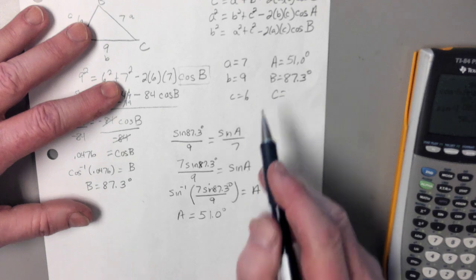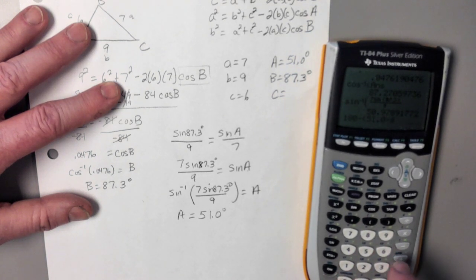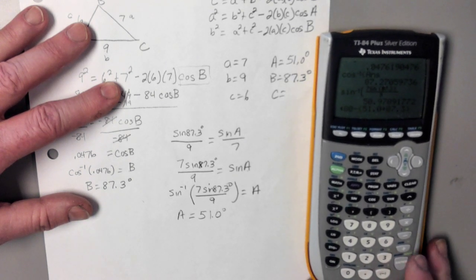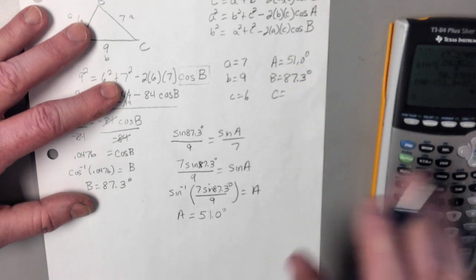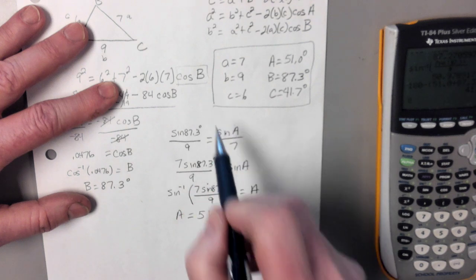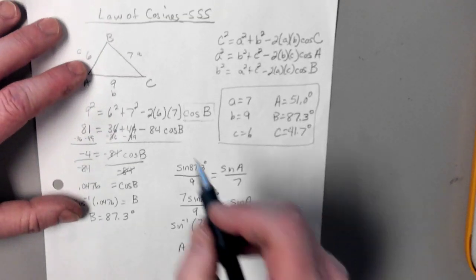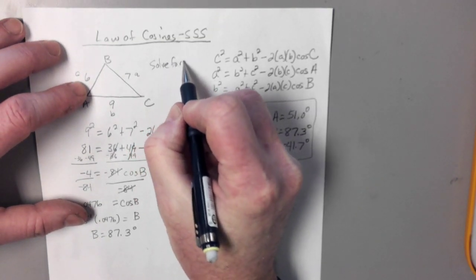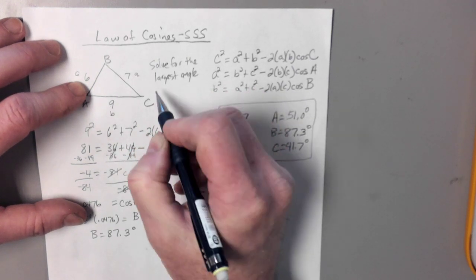Now we know that the three angles of a triangle add up to 180. So we're going to do 180 minus 51.0 plus 87.3. So I'm just subtracting those two things from it, and I get 41.7. So angle C is 41.7 degrees, and now we have solved the triangle. The most important thing is with side, side, side, make sure you solve for the largest angle first.